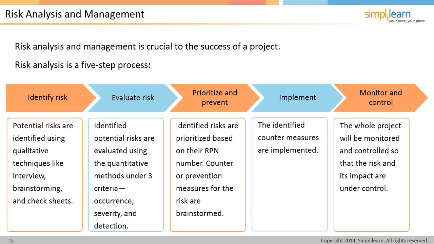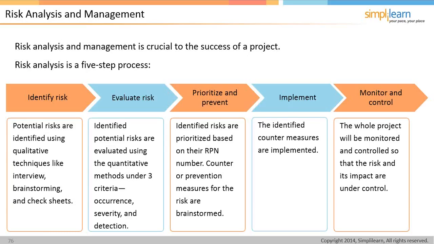So as you're going through and identifying the risk, potential risks are identified using qualitative techniques like interview, brainstorming, and check sheets. Evaluating risk, identified potential risks are evaluated using the quantitative methods under the 3 criteria from the FMEA: occurrence, severity, and detection. Identified risks are prioritized based on their RPN, or risk priority number. Counter or prevention measures for the risk are brainstormed.